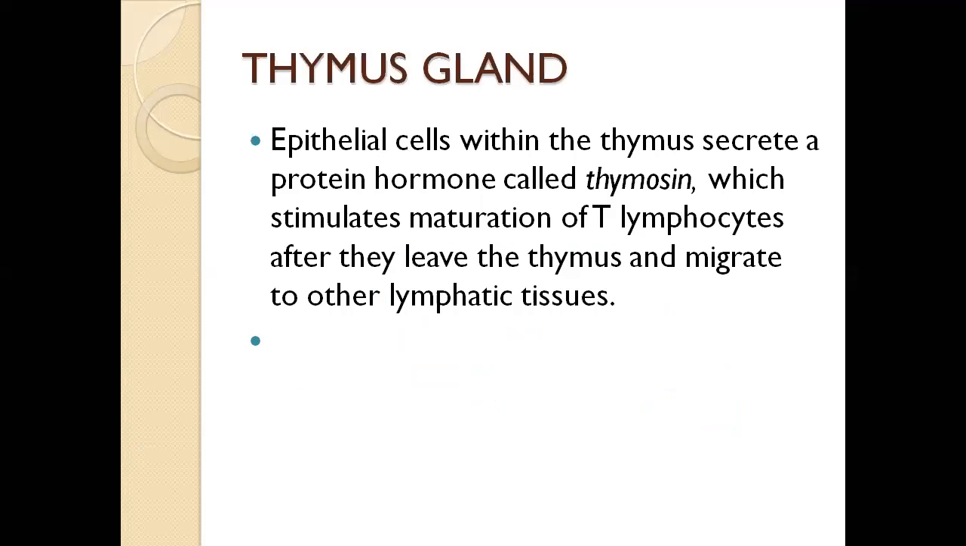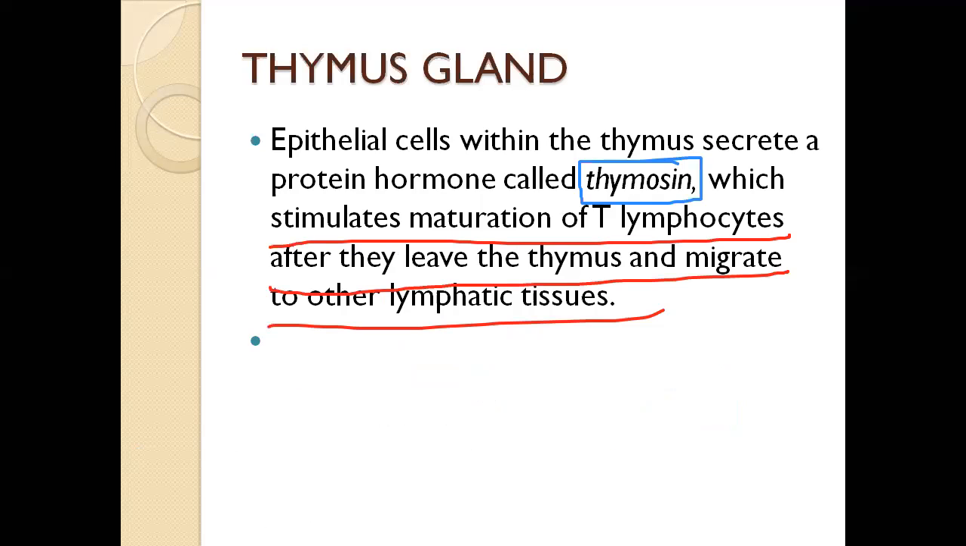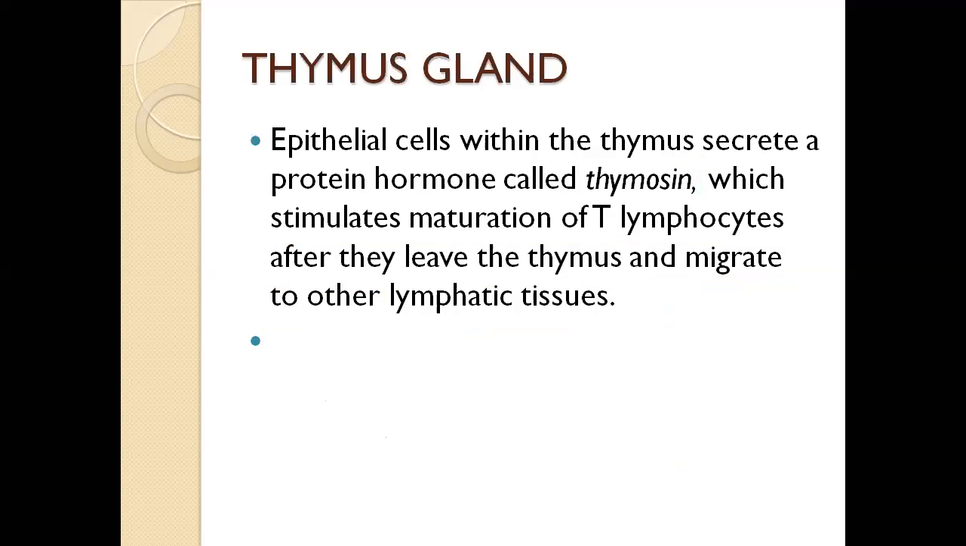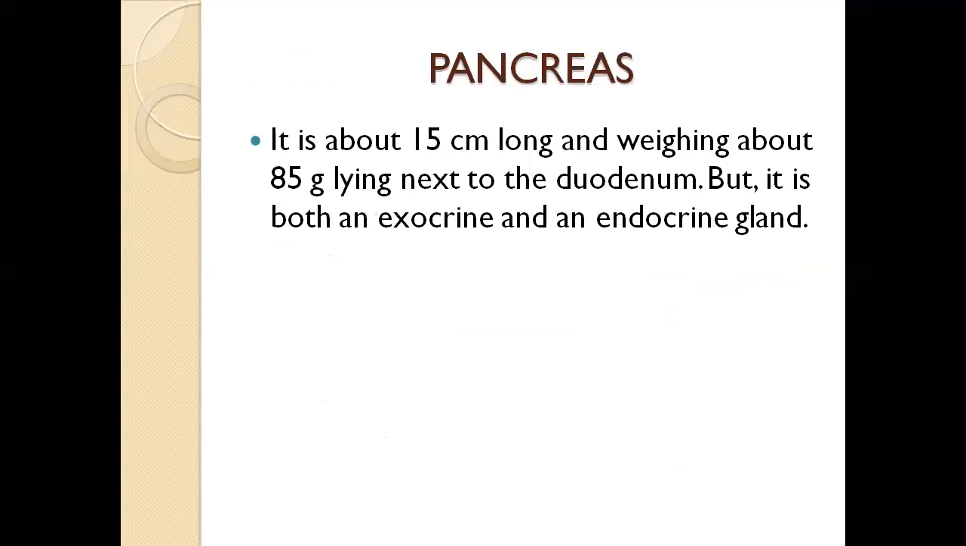Epithelial cells within the thymus secrete a protein hormone called thymosin. What is the function of thymosin? Thymosin is going to stimulate the maturation of the T lymphocytes after they leave the thymus and migrate to other lymphatic tissue. Other lymphatic tissue means they have to migrate into the places where microbe entry is possible. We call them secondary lymphoid organs. That we'll discuss next in immunology.